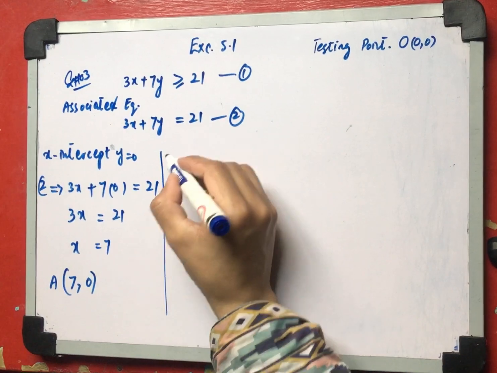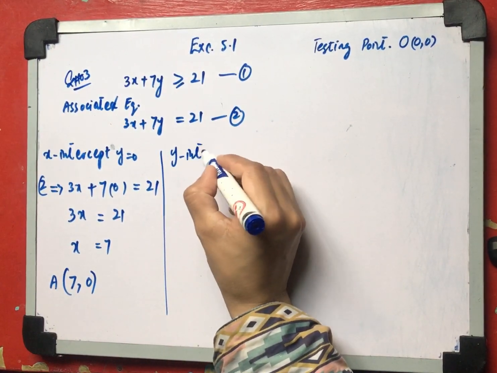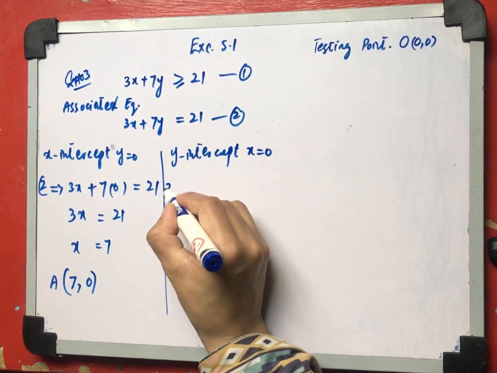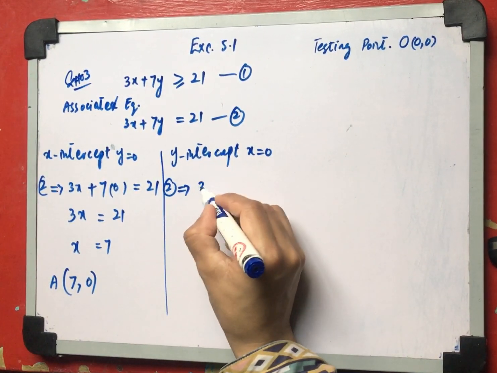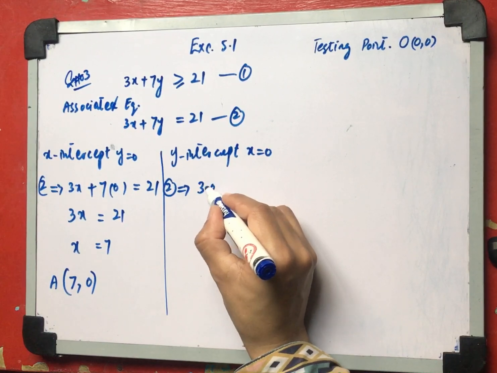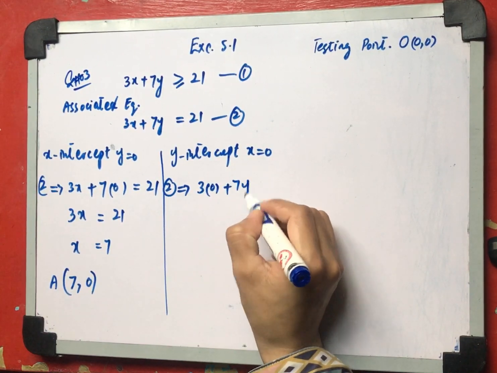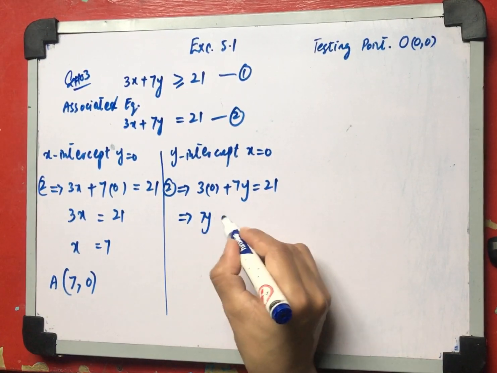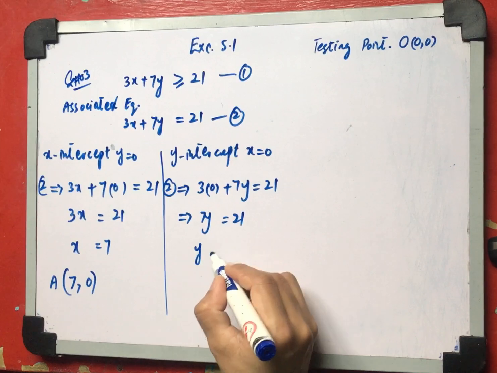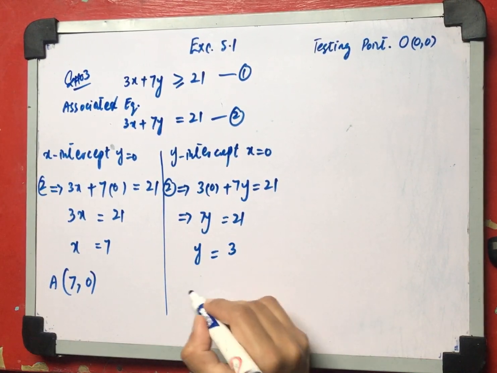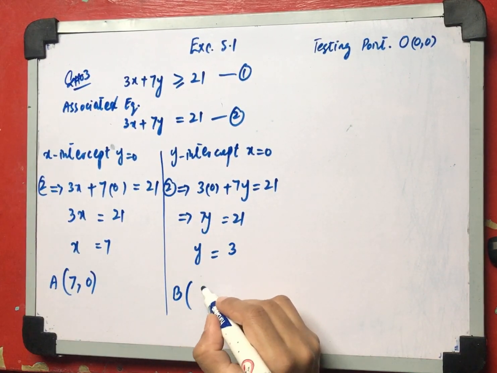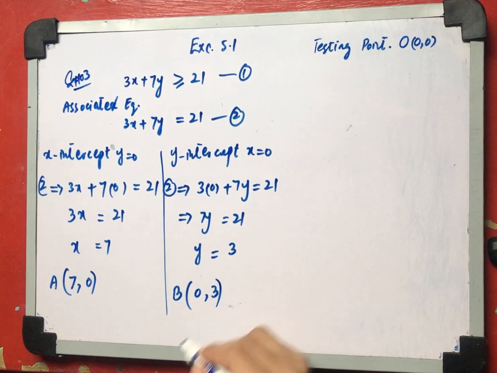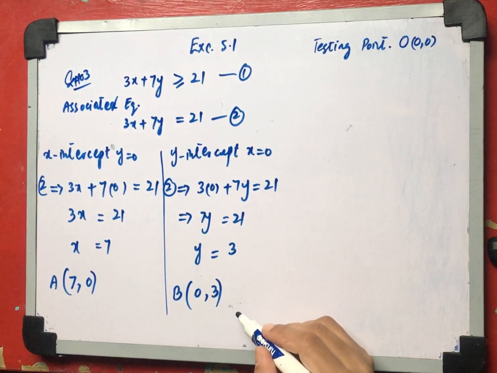For the y-intercept we take x = 0 in equation number 2, which implies that 3(0) + 7y = 21, and it shows that 7y = 21 and y will become 3. So point B has y coordinate 3 and x coordinate 0. So these are the 2 points A and B.